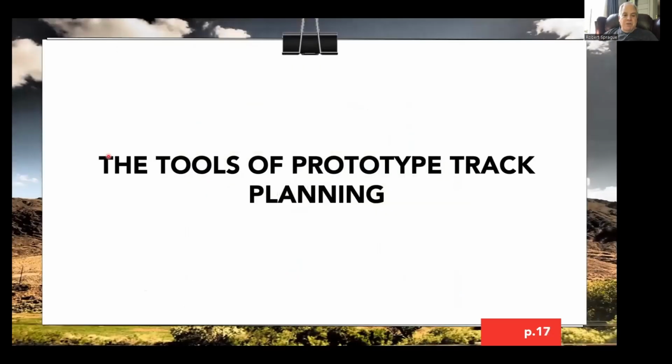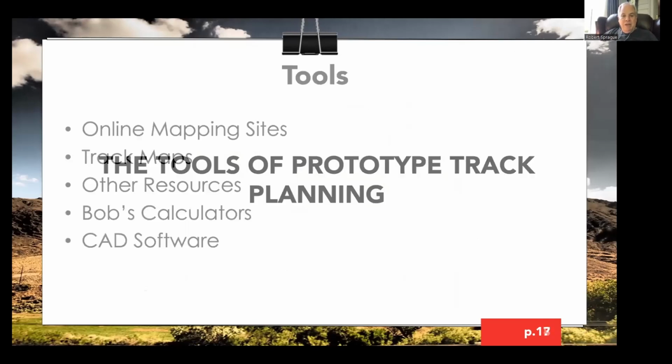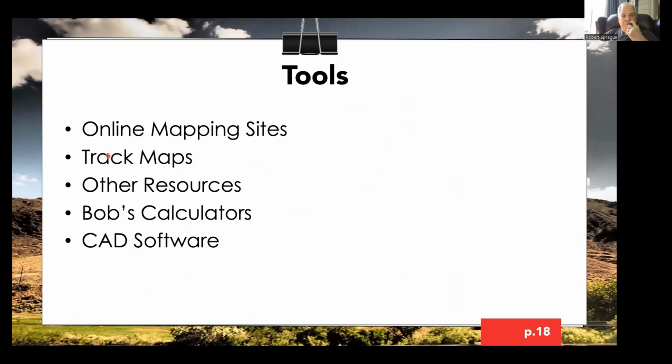So here are some of the tools that I've found useful in doing prototype planning, and I'm sure you're familiar with some of them, but maybe there are a few that might help you with your own plan or looking at other plans, things like that. They include, of course, the online mapping sites, the track maps that one can get both online and at swap meets and things like that. Some things I've lumped under other resources.